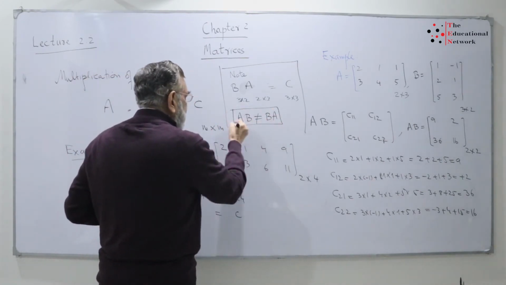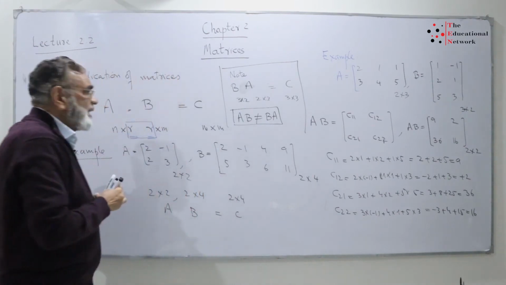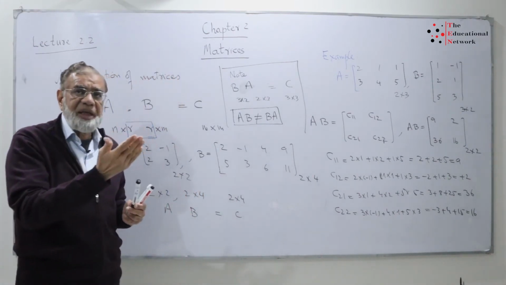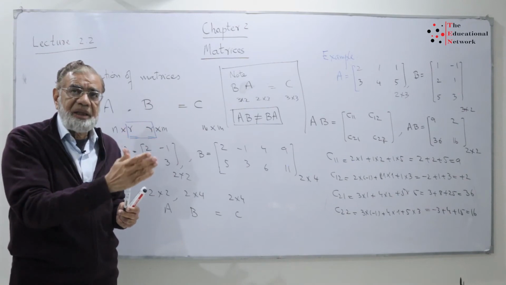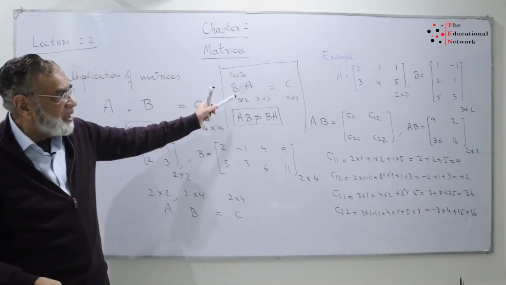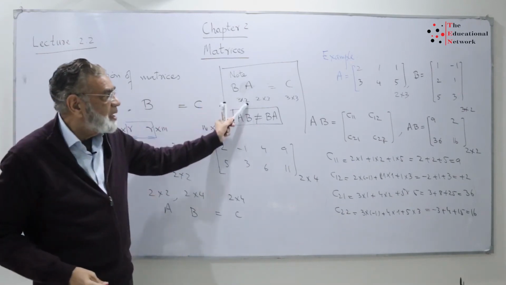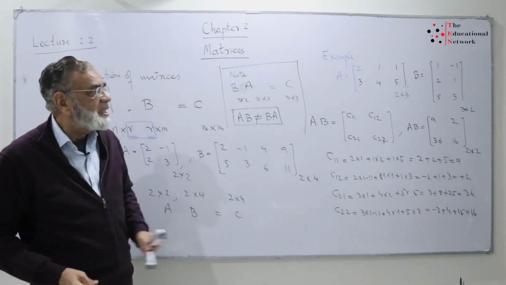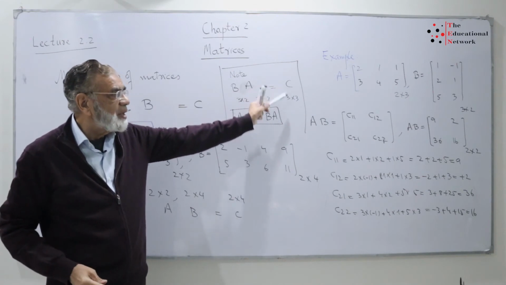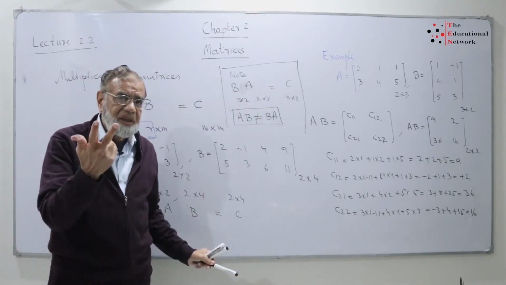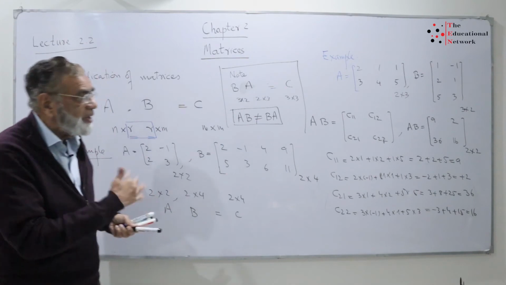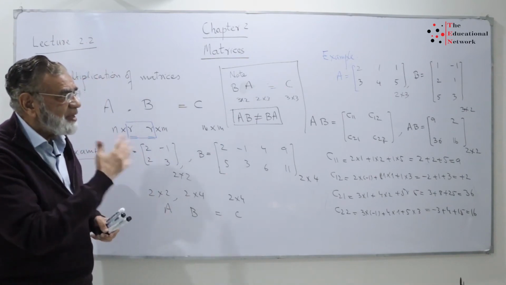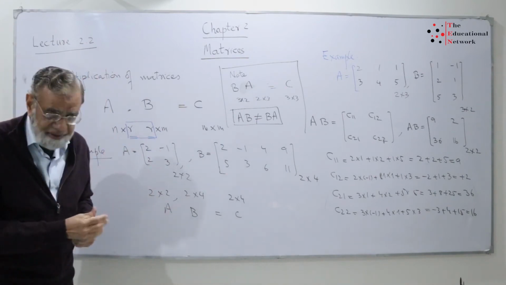Another property: when we add, we say A plus B is equal to B plus A. When we multiply, they are not. It's possible to multiply because the number of columns and number of rows match, but the result is not the same. Even the size is not the same. Two matrices are equal when their size is equal. Here they are not equal. Even if the values were equal, the matrices would not be equal. I give an example for you.